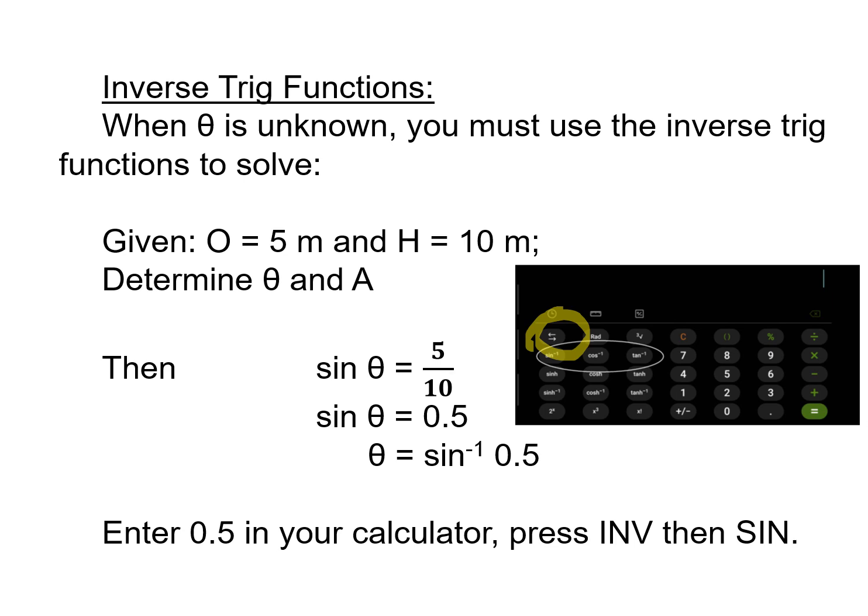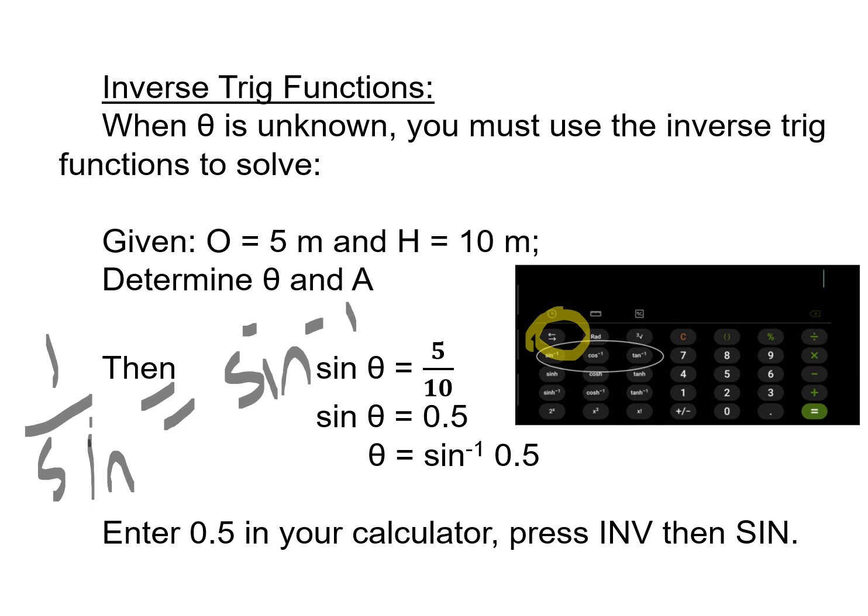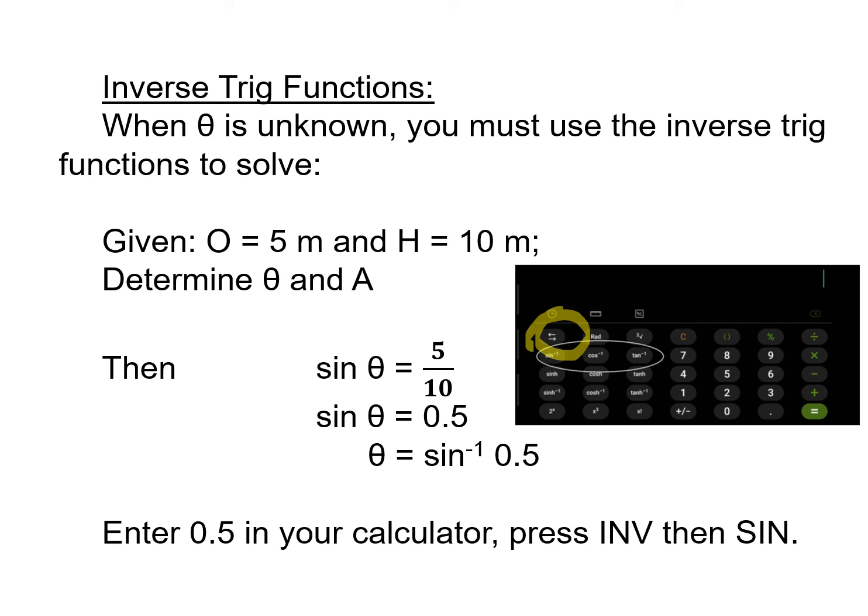That's not the same as saying 1 over sine, it's not sine over 1, and the same goes for cosine and tangent. So if you need to solve for an angle, and you only have one angle, you're going to need the inverse tangent.